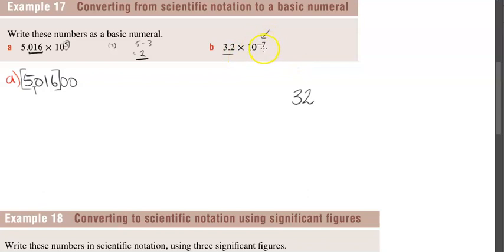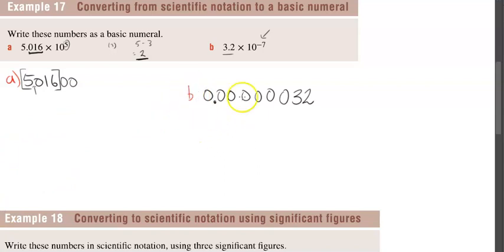Now, if there's a negative, all I do is whatever this number here is, 7, I add that many zeros to the start of it. 3, 4, 5, 6, 7. And then lastly, put the decimal point after the first one. And that's your basic numeral. That is all there is to it for this one here.